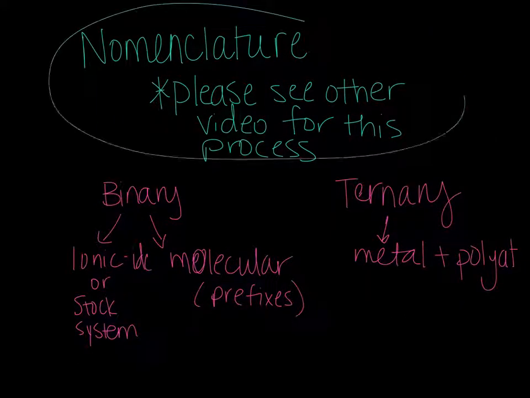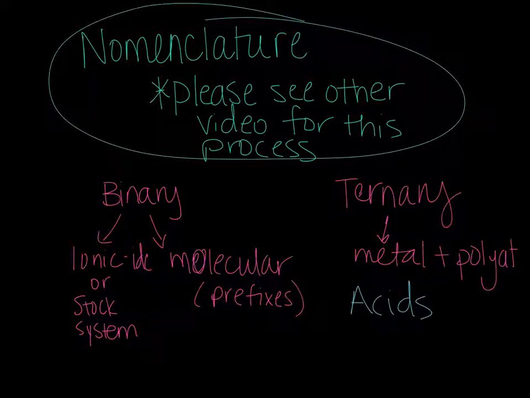Finally, nomenclature. There is a video already on this. I'm not going to record that again. So I will repost it in this post so that you guys have it on Google Classroom right there. But remember, there's binary, there's ternary, we have acids. So there's a bunch of different rules. Just make sure you're keeping track of them. Molecular, use prefix. Ionic, you always end in "ide" or use stock system. Ternary, make sure you know those polyatomics.